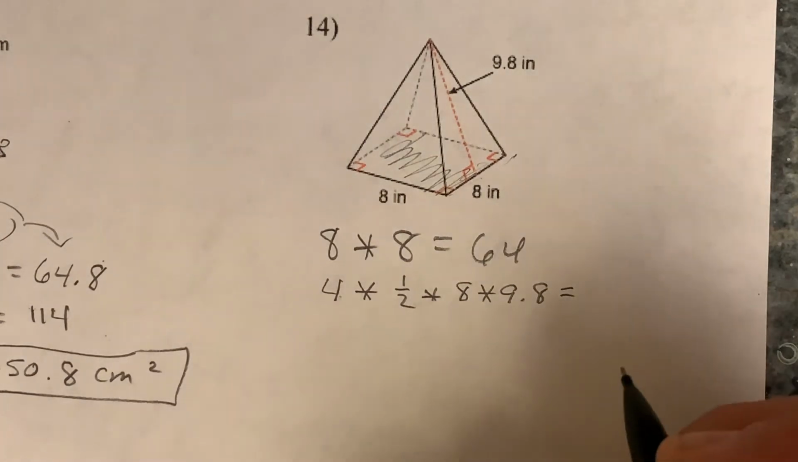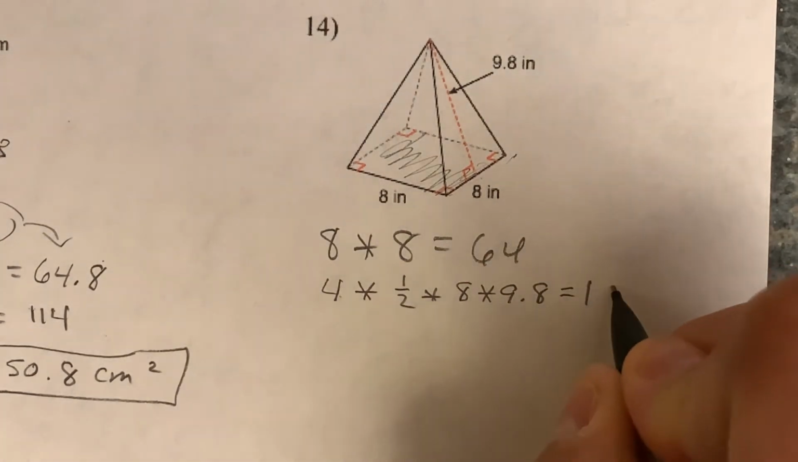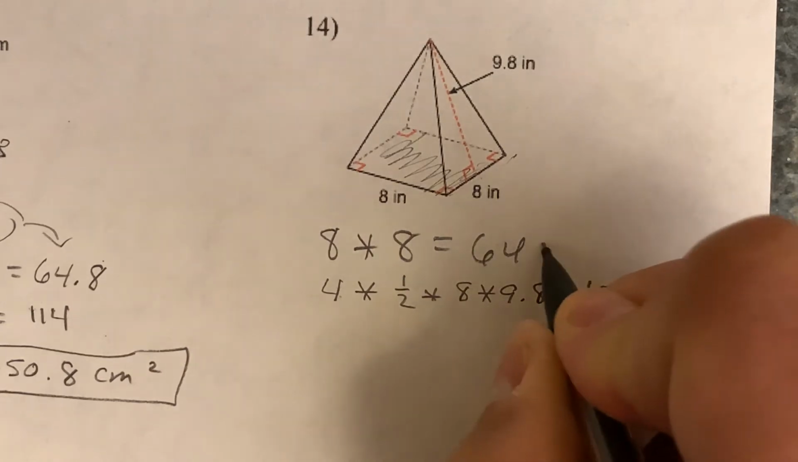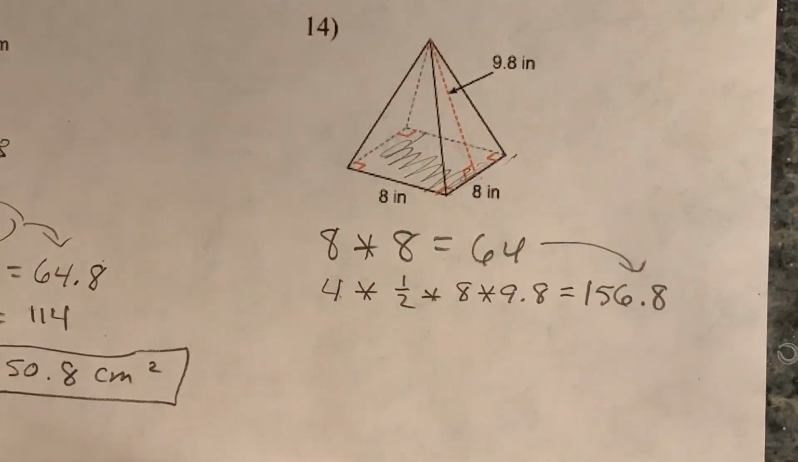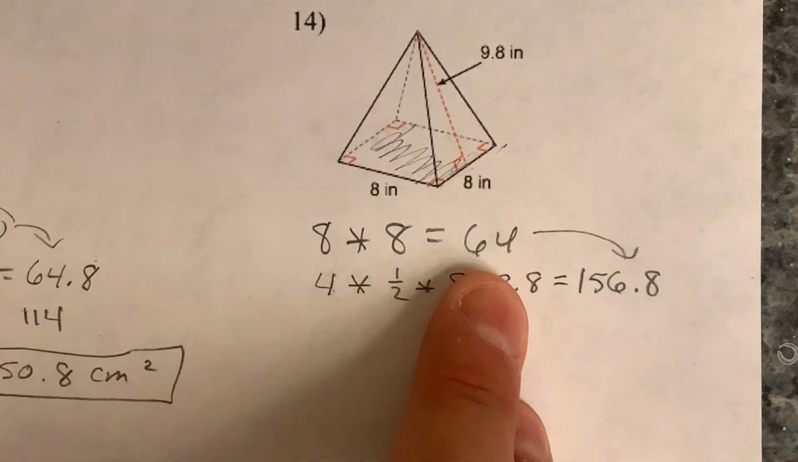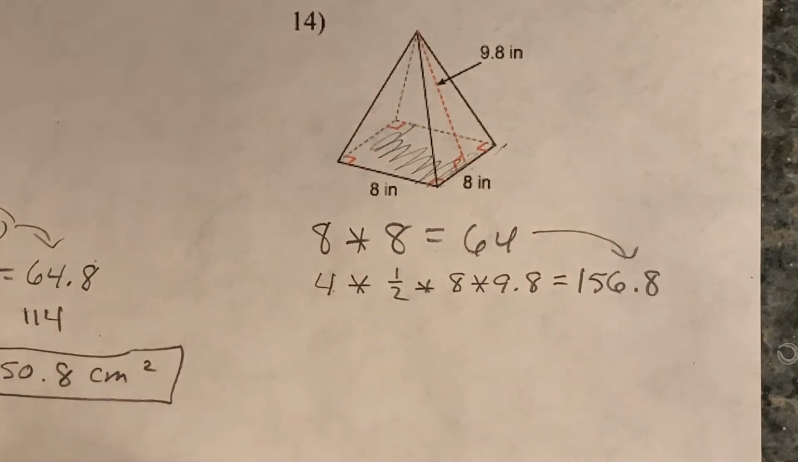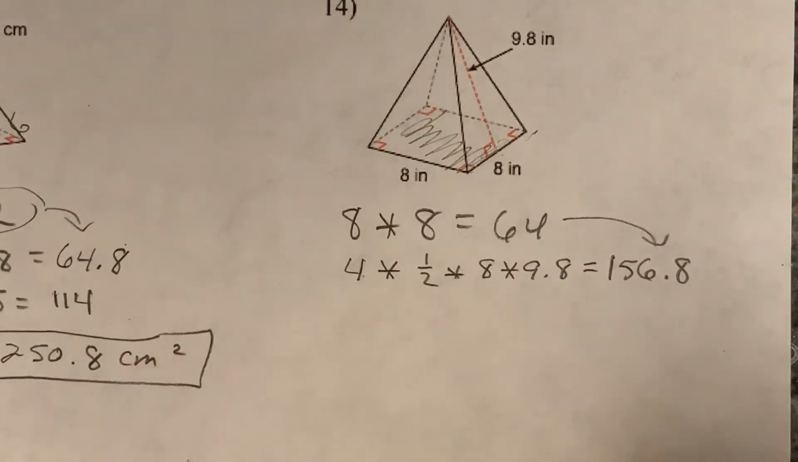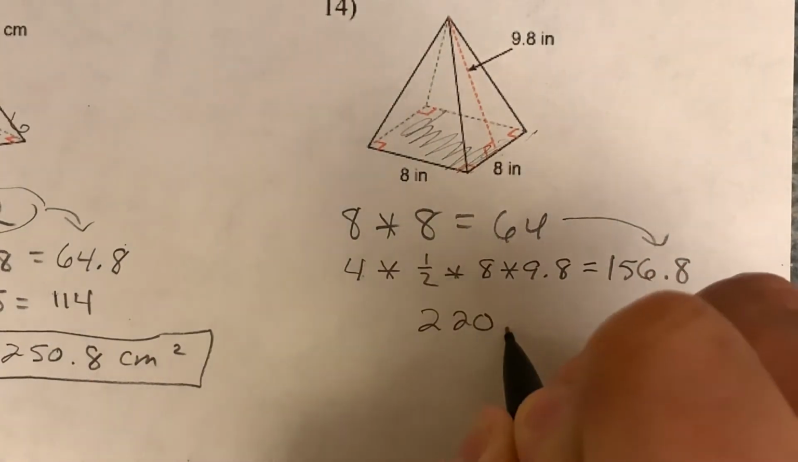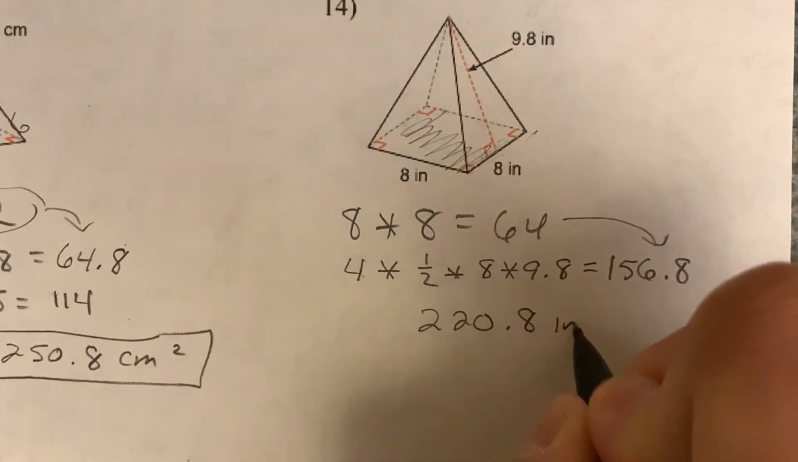And I get 156.8. And again, don't forget to add this guy in. Get them both in there. So plus 64. So I have a total surface area of 220.8. And that's just, this time is in inches squared.